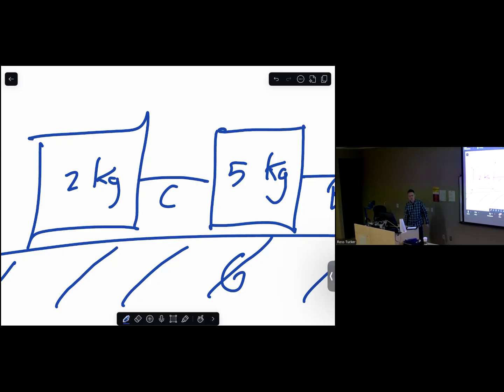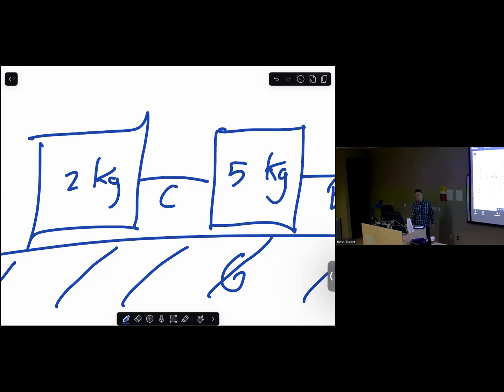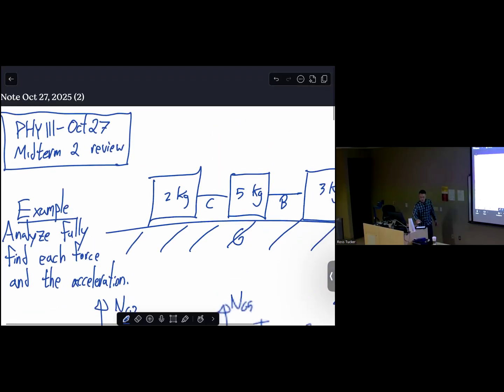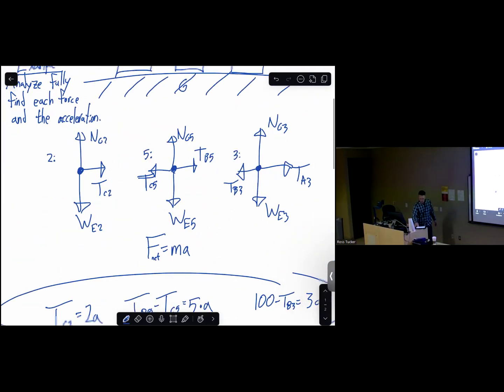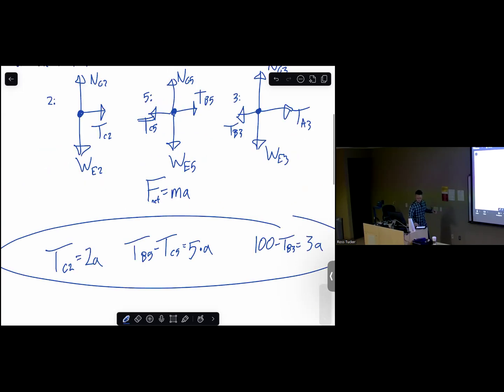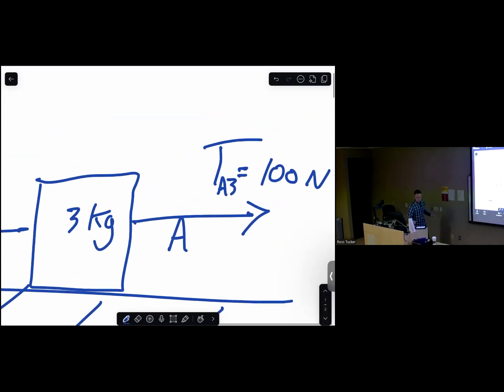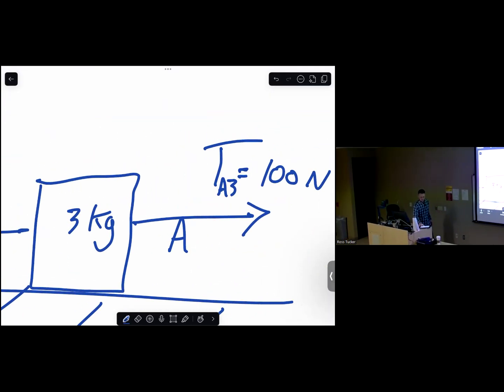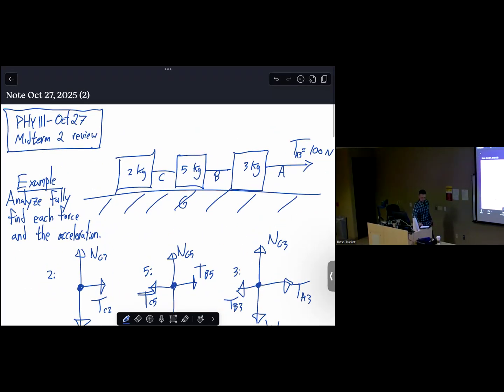So if you have stretchless string, which you should assume at this point in the semester, the accelerations are the same. Question, thought? No, yeah, please. Because that was provided for TA3. Right there. If you wrote TA3 minus TB3, that's fine too.